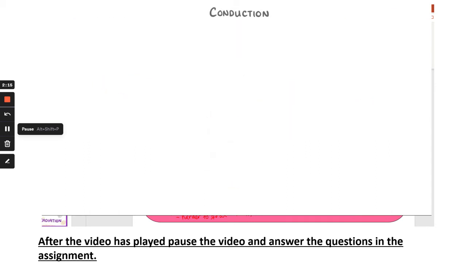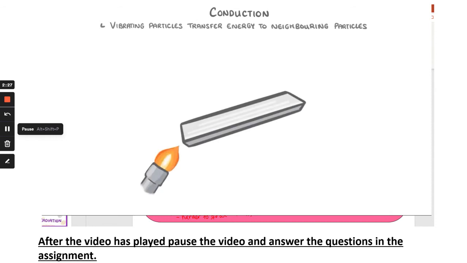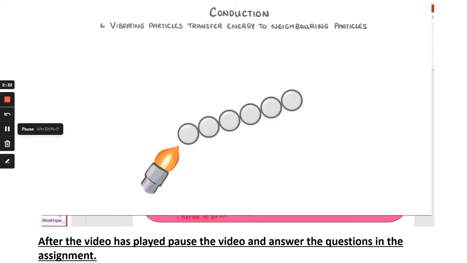Let's start with conduction. The key idea behind conduction is that vibrating particles transfer energy to neighboring particles. To understand how this works, let's imagine that you were heating one end of a piece of metal with a Bunsen burner. And imagine the piece of metal as a series of particles. As the end of the metal is heated, energy is transferred to the metal, or more specifically, is transferred to the kinetic energy store of the particles at that end.